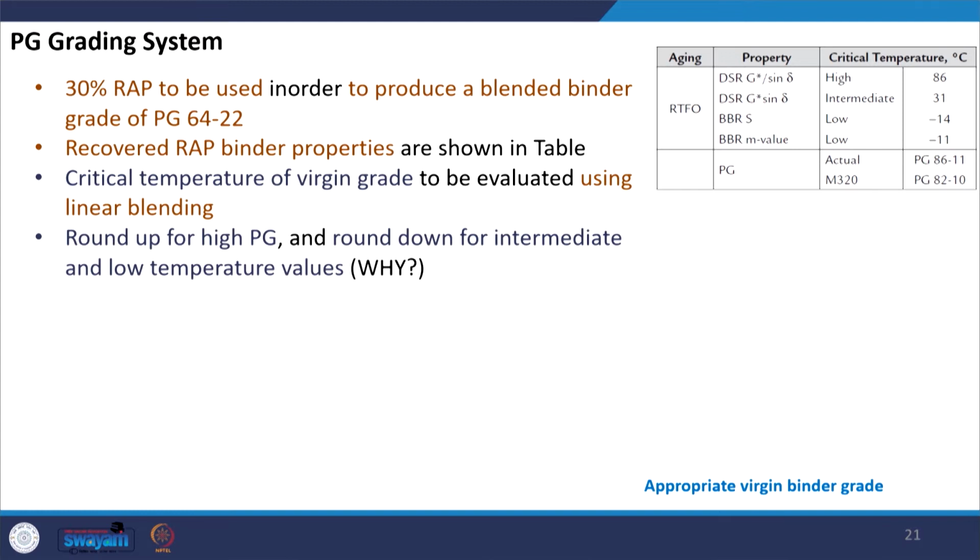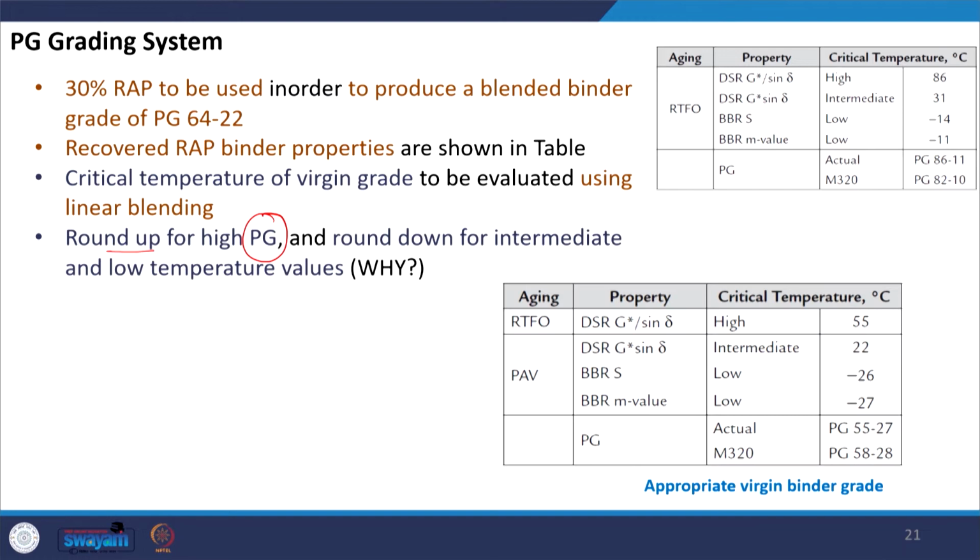We will discuss why the rounding off is done, but you have to remember that we have to round up when we talk about high PG, alright, and we have to round down for intermediate and low temperature values. Why? Because this will give us a more conservative approach. We will discuss why I am saying that the approach will be conservative. Let us look at the example. With these formulas which we have discussed, first we have calculated the critical temperature for high PG. This table shows us the value which we have obtained using the linear blending which we have just discussed.